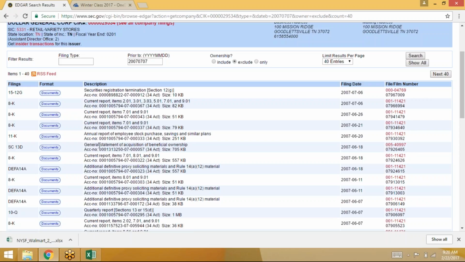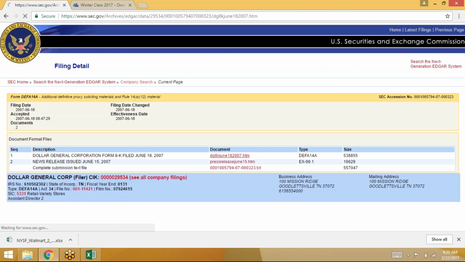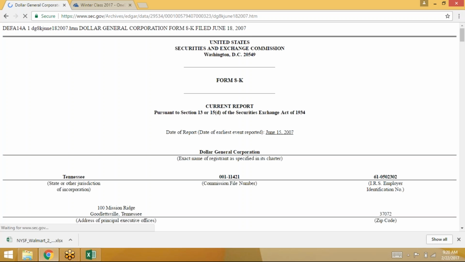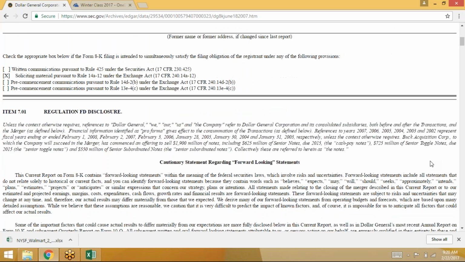Here is acquisition of beneficial ownership. That could be it. Proxy, definitive proxy soliciting materials. Okay, so it's probably going to be a proxy. There are 3 proxies here. I forgot which one actually contained the information. If you click into one, I remember some of them just didn't have anything. You'll kind of pretty much tell right away. I'm going to scroll up.